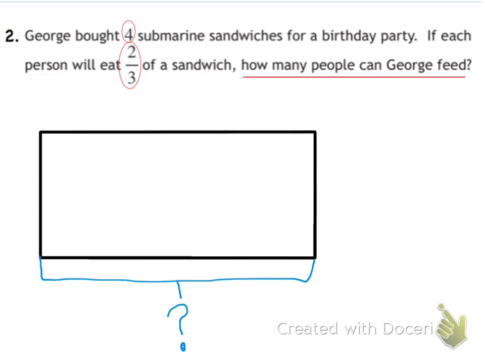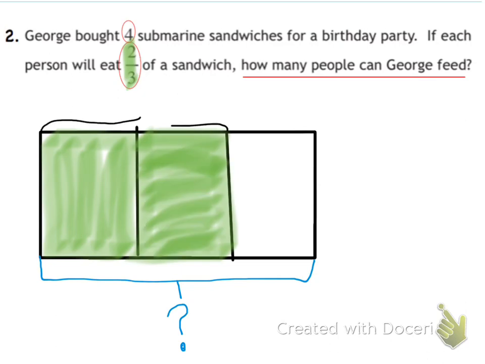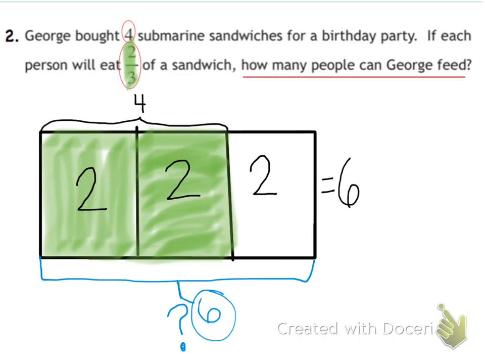I'm going to draw my tape diagram and label the unknown. Each person will eat 2/3 of a sandwich, so I'm going to partition my diagram into thirds and shade in 2. 1, 2, 2/3, 2 out of 3. I know that the shaded region equals 4. And so if I divide 4 by 2, because there are 2 units, I get 2. And the value of 1 unit is the value of all. So now I have enough information to say that the tape diagram equals 6. So George can feed 6 people.